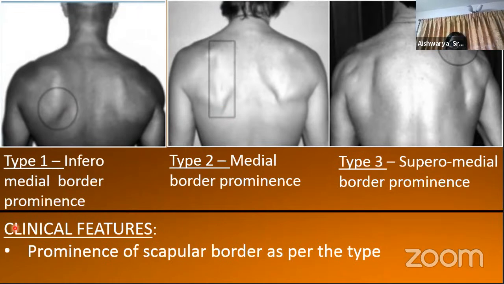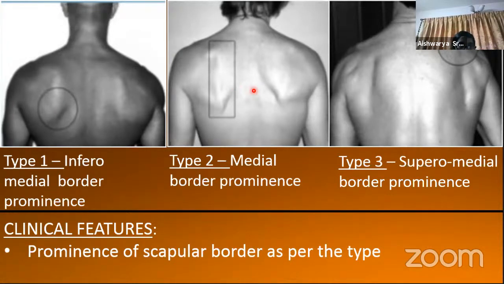Coming to the clinical features, one of the main features, as I've already said, is the prominence of any of the scapular borders based on the type. Please note that the type that the person presents with need not be isolated to only one. They can have a mixture of two or more types. So a person does not necessarily have to have a type 1. They can have a type 1 and type 2 together.